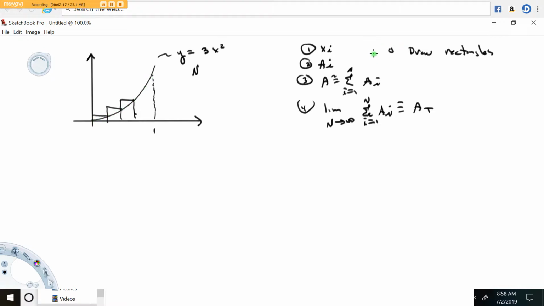So I have done step 0, drew some rectangles. Now I'm going to start thinking about the x sub i's we're going to need. We're going to need this one, this one, this one, and a bunch more, but I'm just going to leave those 3 for now. This is my first rectangle right here, there's my second, my third, and it goes on and on. You'll notice that this one here is 1 delta x when i is 1, and this one is 2 delta x when i is 2.